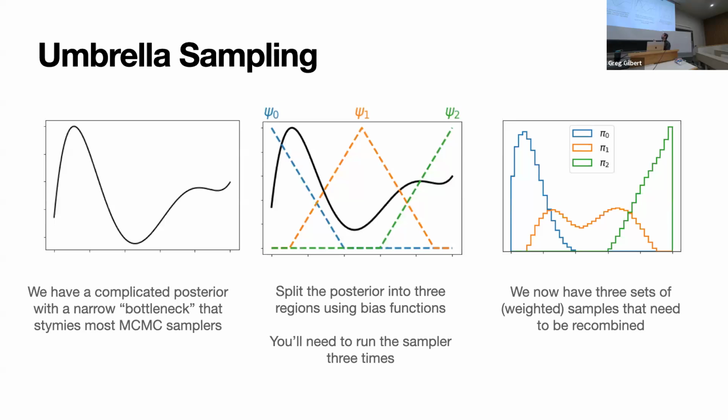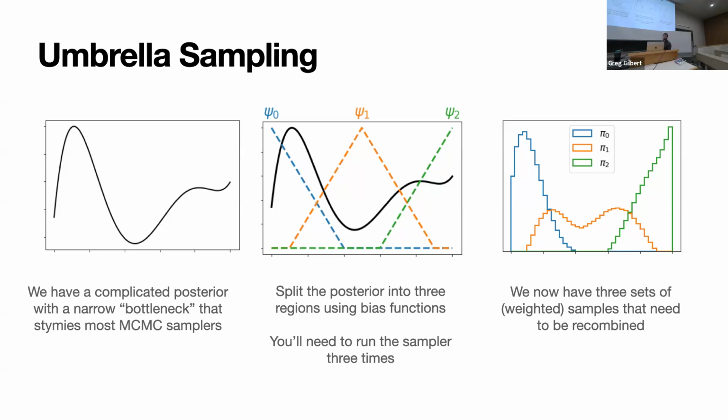In the jargon, these are sometimes called umbrellas or windows, but we're adding these bias functions, and these are the same as the bias functions that we talked about with importance sampling. Importance sampling can be thought of as the single umbrella case of umbrella sampling. So you put these bias functions, in this case I've used triangular biases just because they're simple to calculate, and you've run your sampler 3 times.